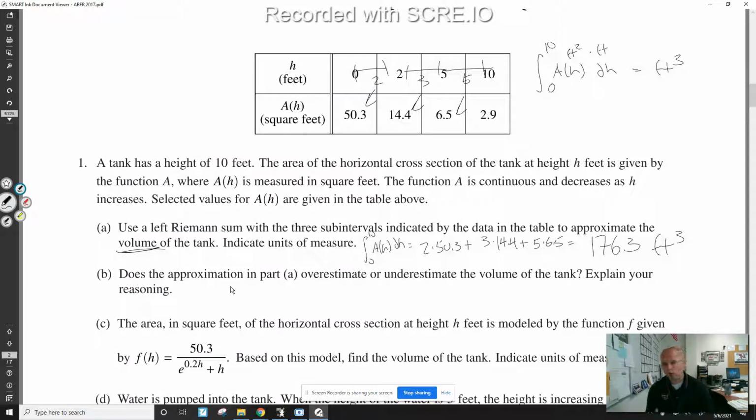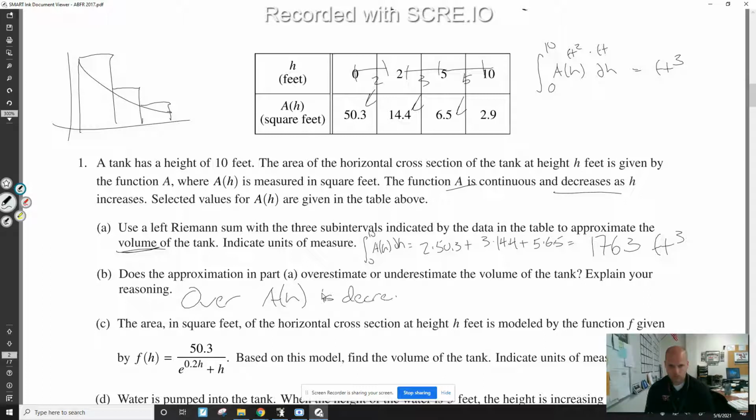Does the approximation in part A overestimate or underestimate the volume of the tank? Explain your reasoning. Oh man, left Riemann sums. Well, function A is decreasing. You need to look at this opening paragraph. They're going to give you what you need to answer this question correctly. Since A is a decreasing function and you're using a left Riemann sum, a left Riemann sum for a decreasing function is always over. You literally can just say it's over because A of H is decreasing.